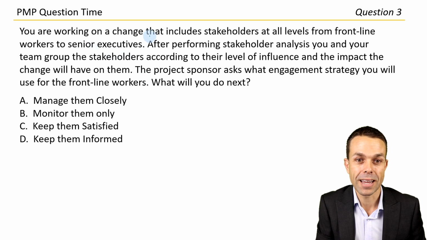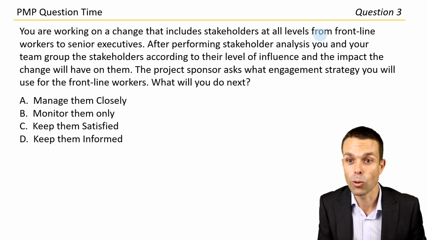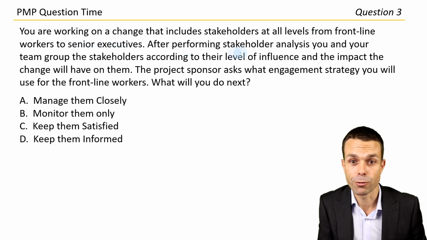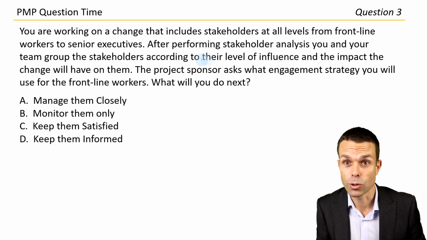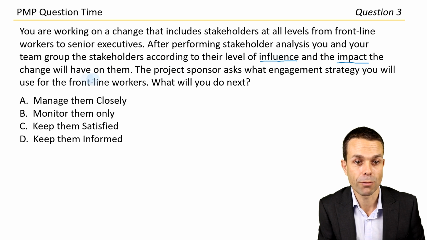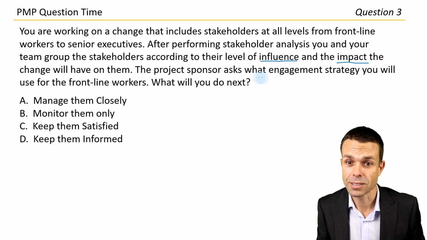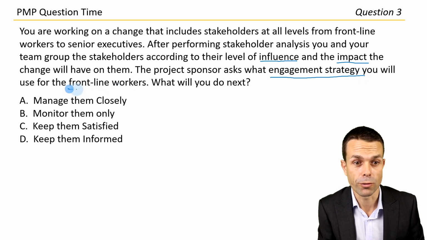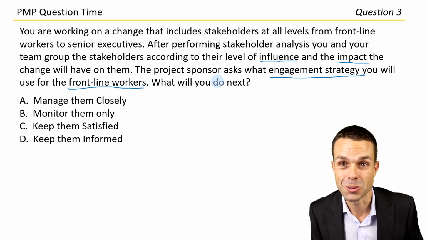You're working on a change that includes stakeholders at all levels, from the frontline workers to the senior executives. After performing stakeholder analysis, you and your team group the stakeholders according to their level of influence and the impact the change will have on them. The project sponsor asks what engagement strategy you will use for the frontline workers. What will you do next?